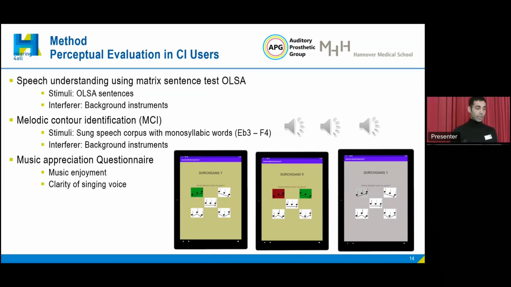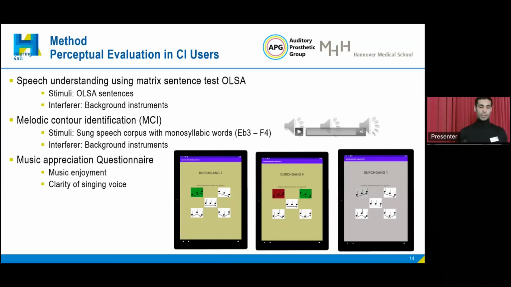And as interferer, here we use background instruments again. So I have some examples here to make it a bit interesting. Hope it works.